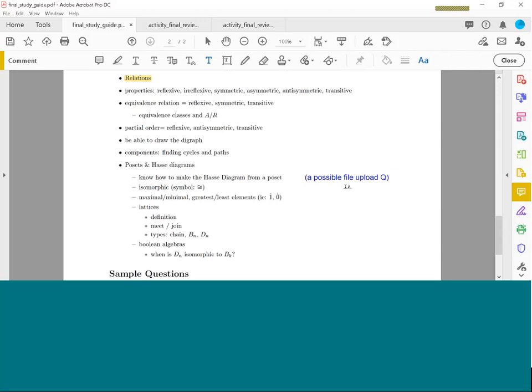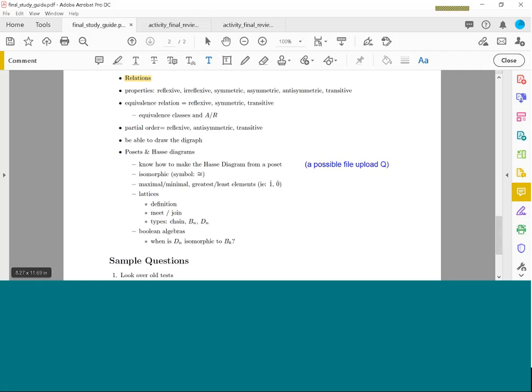Make sure you're comfortable with the symbols. Symbol for isomorphic looks like an equal sign with a tilde on top. Maximum, minimal, greatest, least elements. Symbols right here for these guys. Lattices, the definition of them, meet, join. And then the symbols of the B_n, the D_n. And then lastly, dealing with a Boolean algebra.